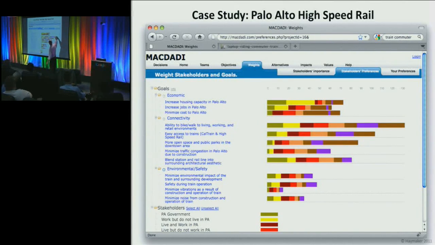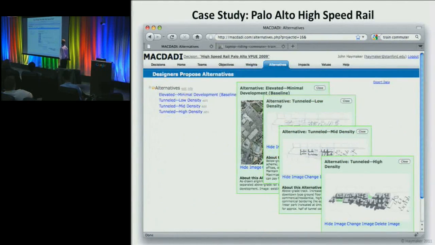Well, connectivity seems to be really a big driver on the project, and the ability to bike and walk to living and working environments seems to be very important to a lot of stakeholders, and we can start to drill in and understand who it's important to.